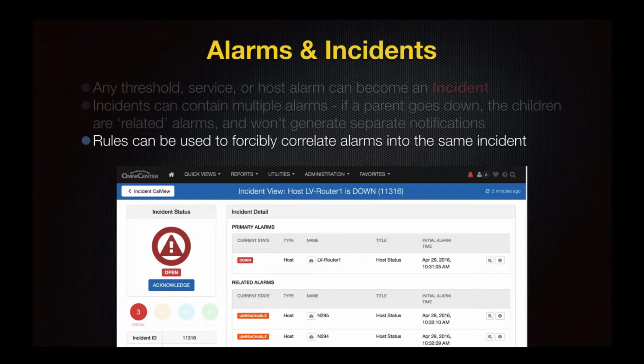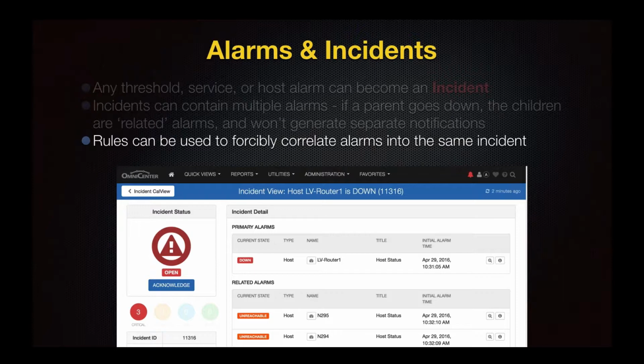You can also create rules to forcibly correlate things together. So you could say, for example, if this particular load balancer goes down, I don't need alarms for these particular web services because I know they're going to be affected. Or you could say, if this remote site is experiencing a bandwidth problem, I don't need to get latency alarms because I know they're going to be related to that bandwidth problem.